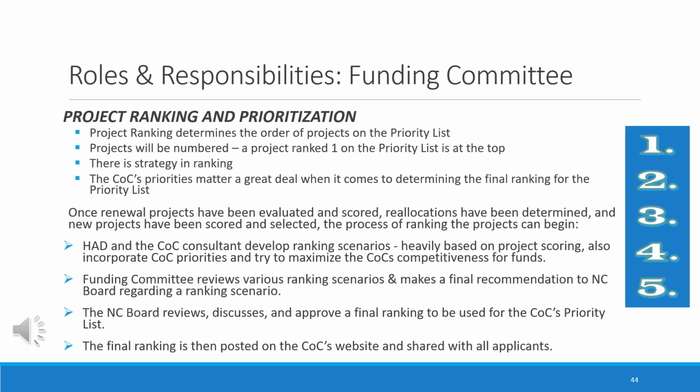The funding committee will have a sizable role in the ranking and prioritization of projects that are to be submitted to HUD. As we noted in an earlier slide, CoCs have to sort projects into Tier 1 and Tier 2, with Tier 2 projects at risk of not receiving funds. Project ranking determines the order of projects on the priority list and whether they will be in Tier 1 or Tier 2. Each project on the priority list will be numbered. A project ranked 1 on the priority list is at the top and considered to have the highest priority.